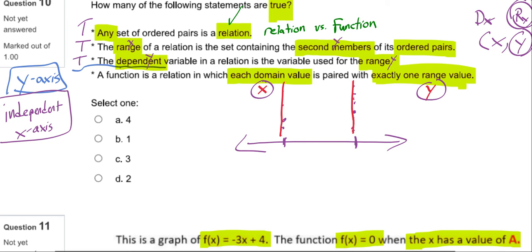a function. So the sentence is saying a function is a relation where if you look here, you only find 1. If you look here, you only find 1. If you look there, you only find 1 y value. No matter where you look on the x-axis, you only find 1 y value down there, or 1 y value up there. Never more than 1. So this is also a true statement. All 4 of these are true statements.